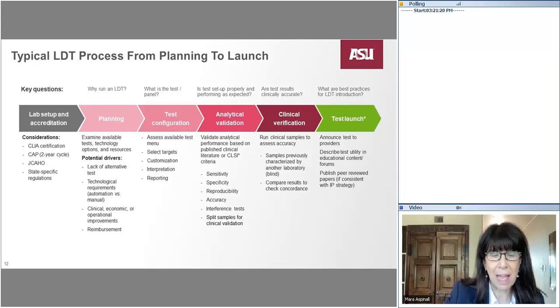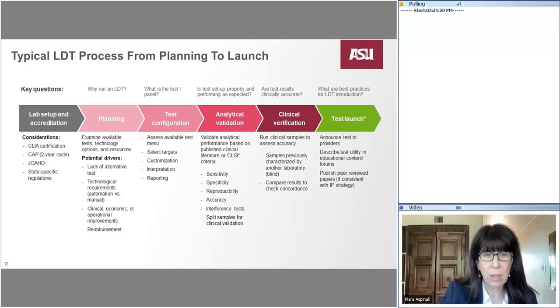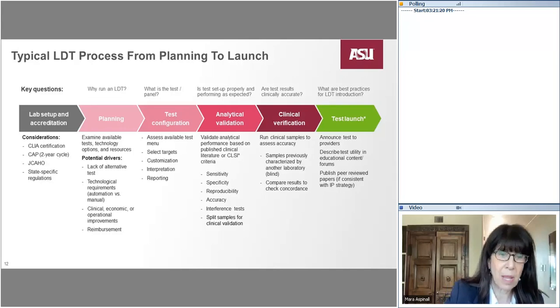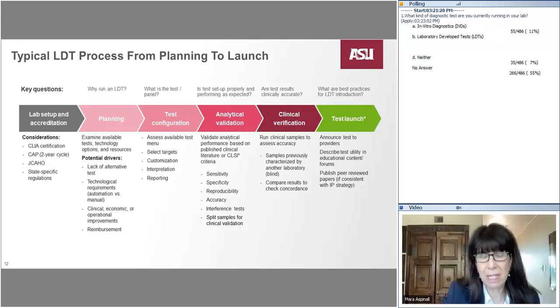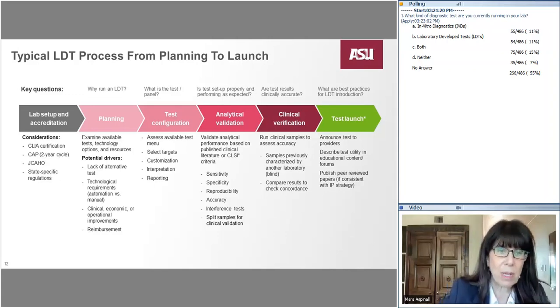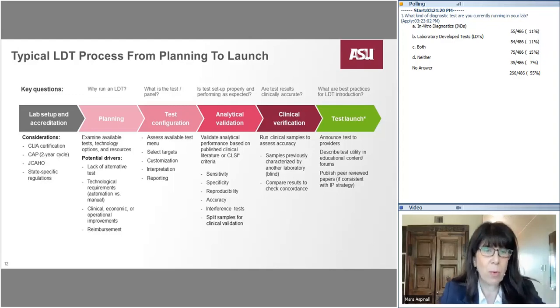JCO for academic labs, and important to recognize that while CLIA is federal, state-specific regulations also apply. I'm sure if you've been in the laboratory industry for any period of time, you know that New York has very stringent requirements, more stringent than the federal CLIA certification. For those who haven't been in the industry, it's why sometimes labs will say they're in 47, 48, 49 states, and most of the time New York's the last one. So then we move on to planning.